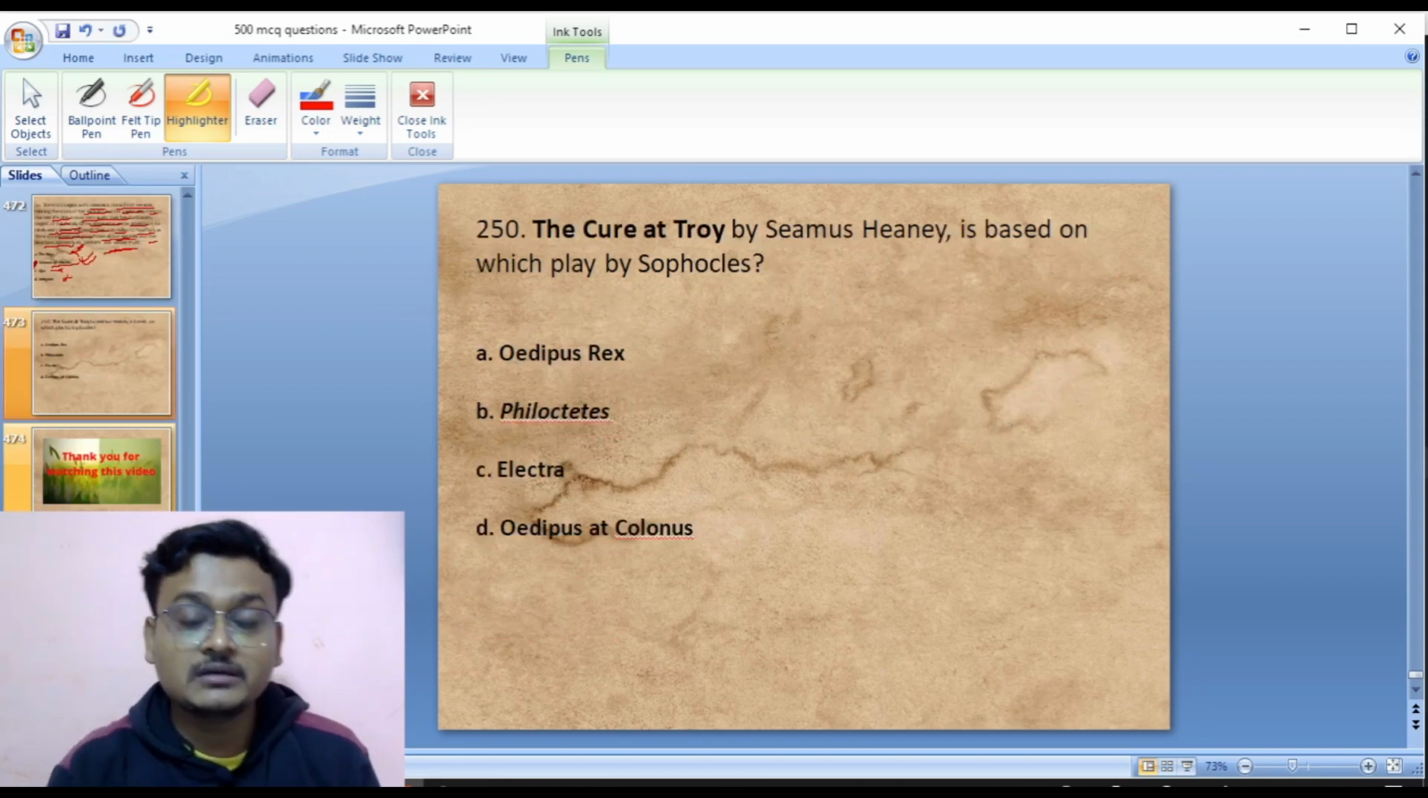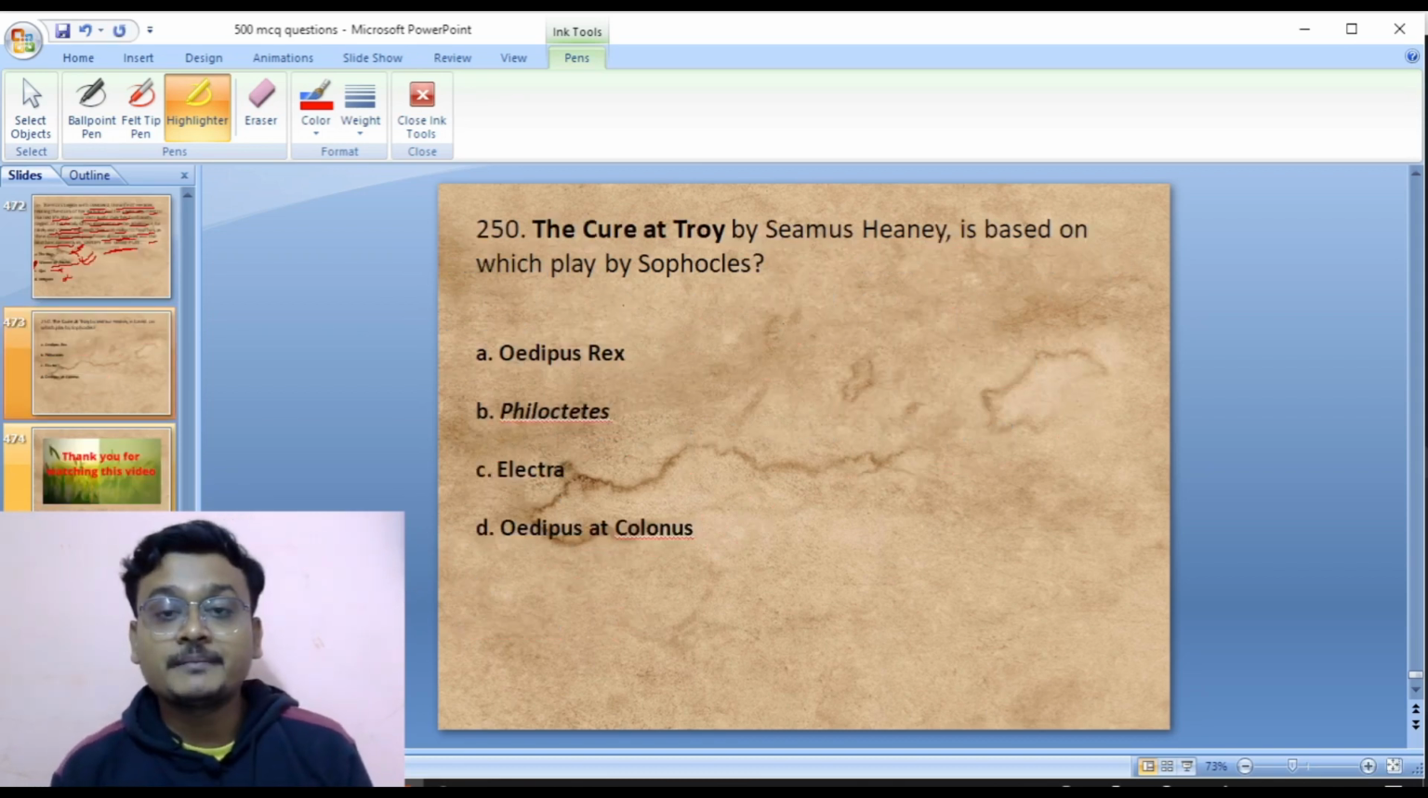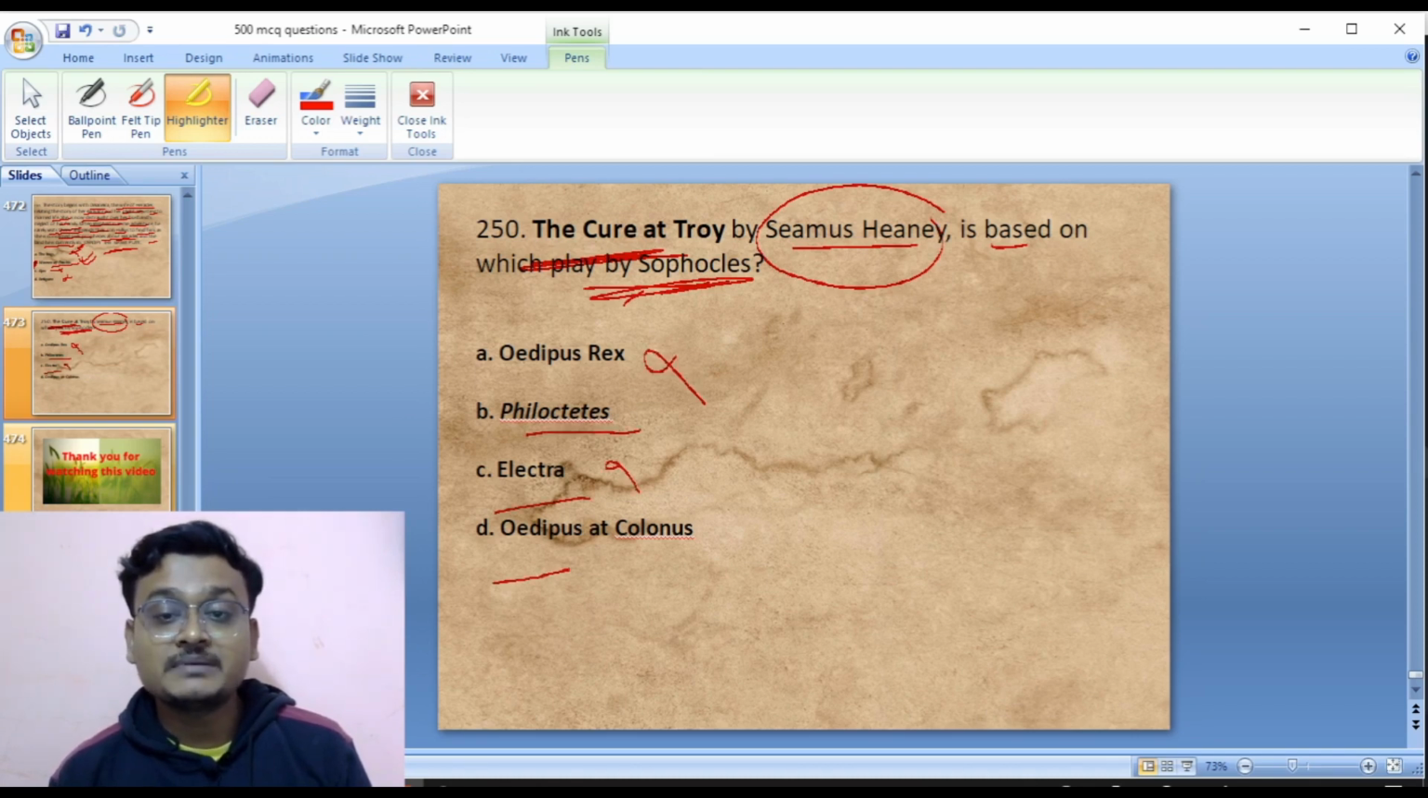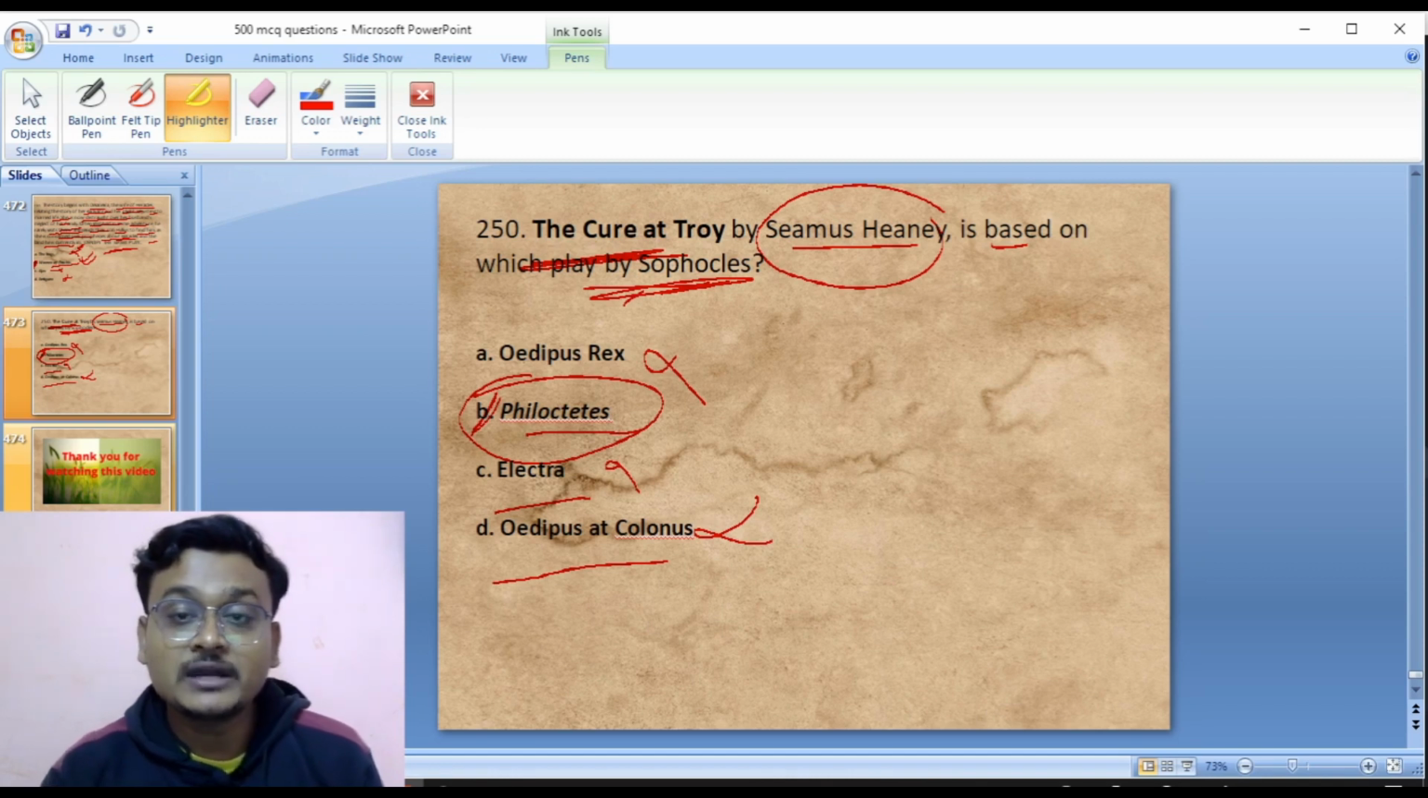Heracles appears in that play. The Cure at Troy by Seamus Heaney is based on which play of Sophocles? The Cure at Troy is a retelling of a Sophocles play. Is it Oedipus Rex? No. Philoctetes, Electra? No. Oedipus at Colonus? No. So it is Philoctetes. It is the retelling of the Sophocles play Philoctetes.